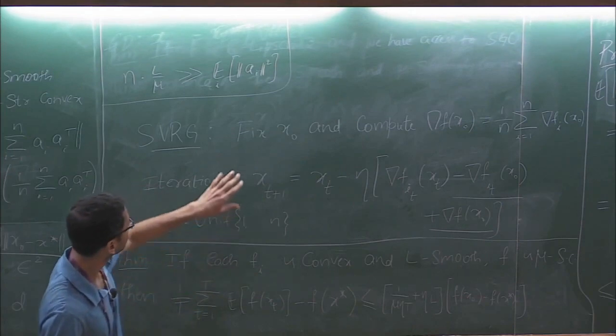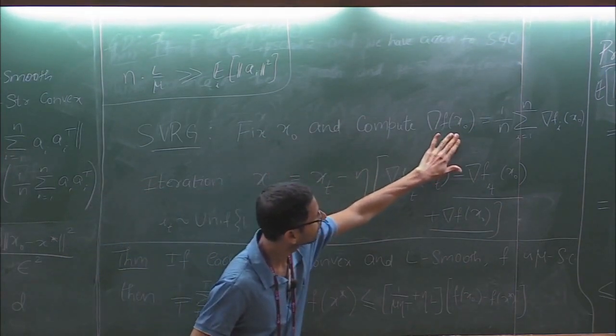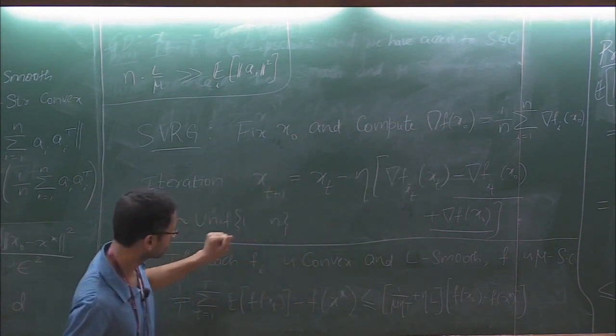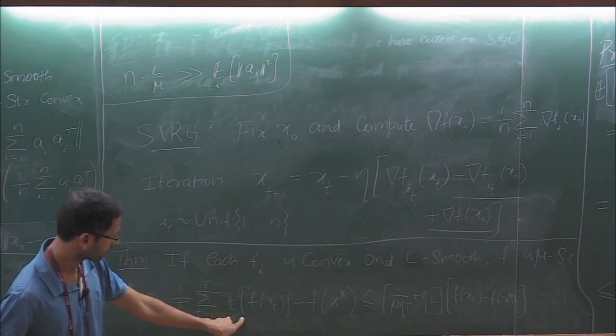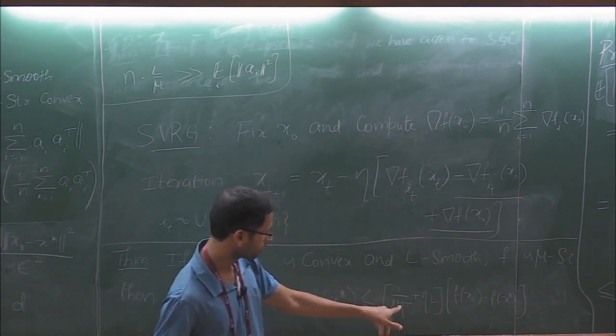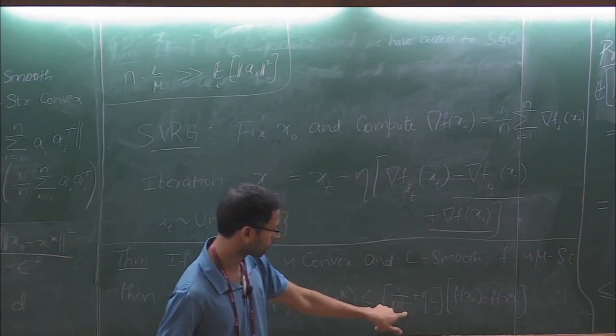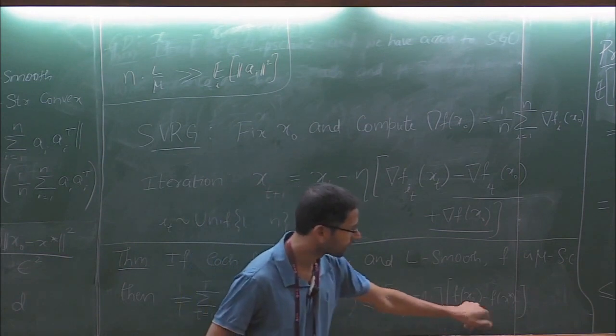So what this says is I start at some x0 and then I compute the exact gradient at x0, and then I do these iterations for say t number of iterations. Then this is saying that the average suboptimality after t iterations is at most some constant, which depends on the step size, number of iterations, the smoothness and strong convexity parameters, times the initial suboptimality.